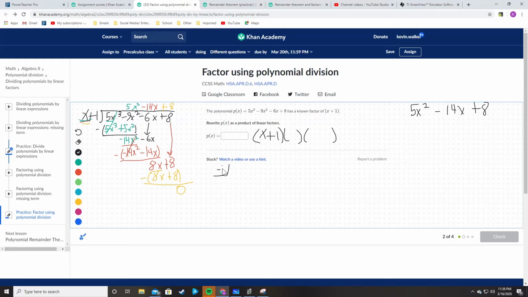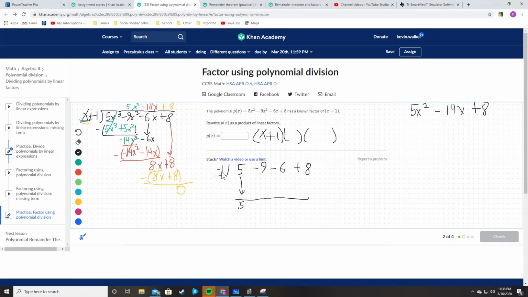That's just -1. Then we take out our coefficients from our larger polynomial. So we got 5, -9, -6, and plus 8. First, I bring down the first one. That's 5. See, this 5 here is the same as the coefficient of 5 right here.